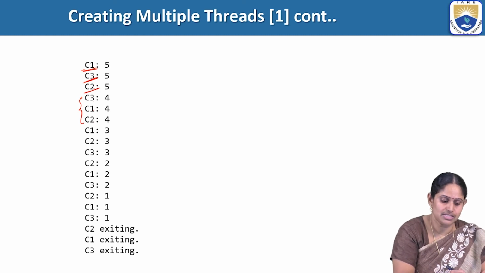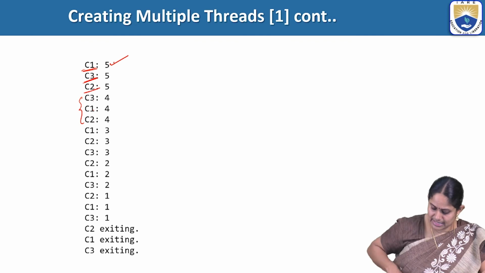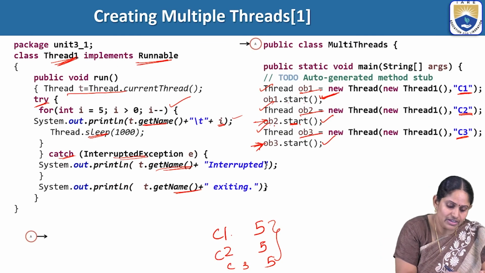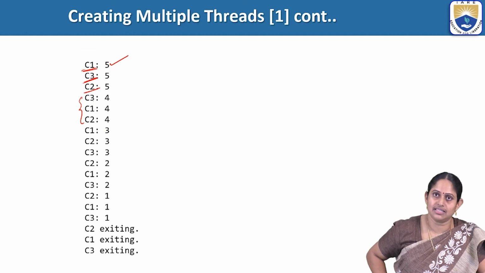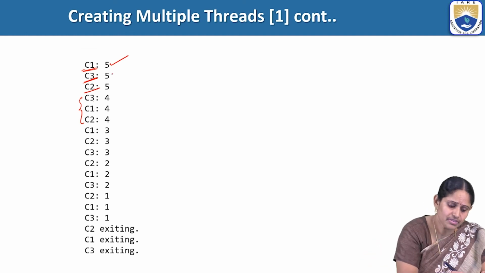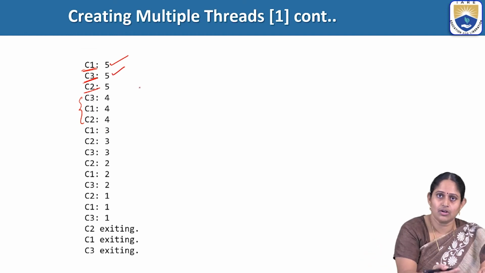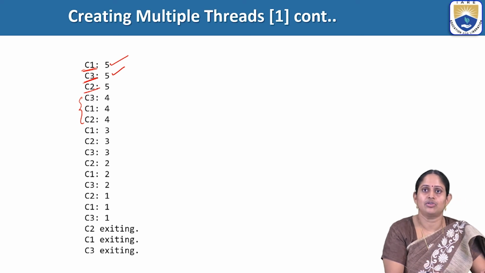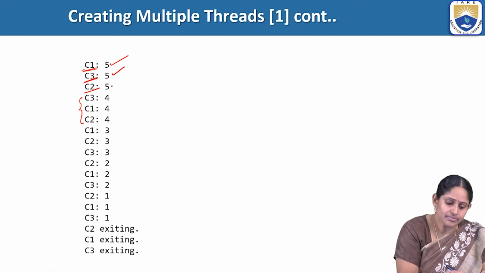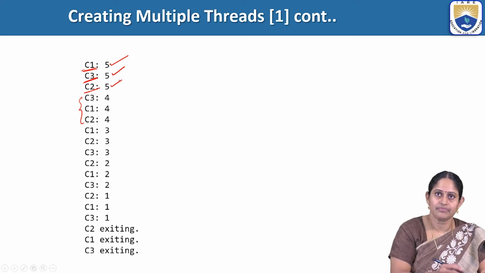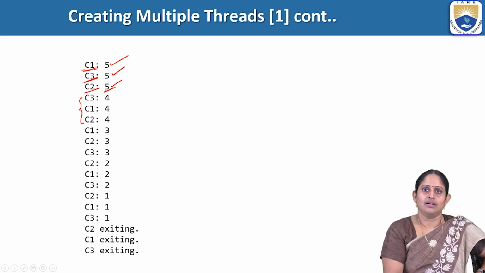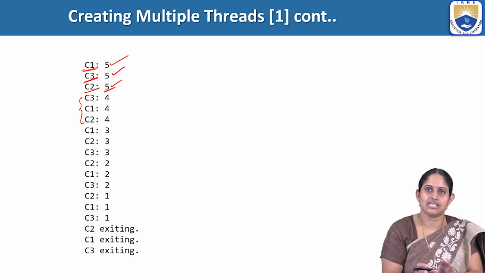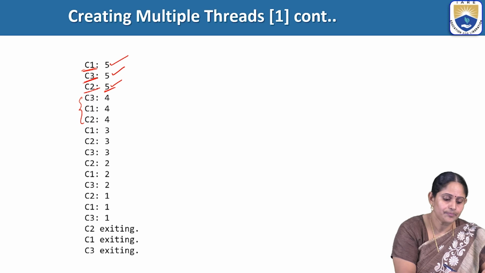Initially C1 was executed. Then when C1 went to sleep, maybe the C3 thread got the CPU, and it was allowed to display the output. Then when it went to sleep, C2 got the CPU, and it was allowed to print the data on the screen.